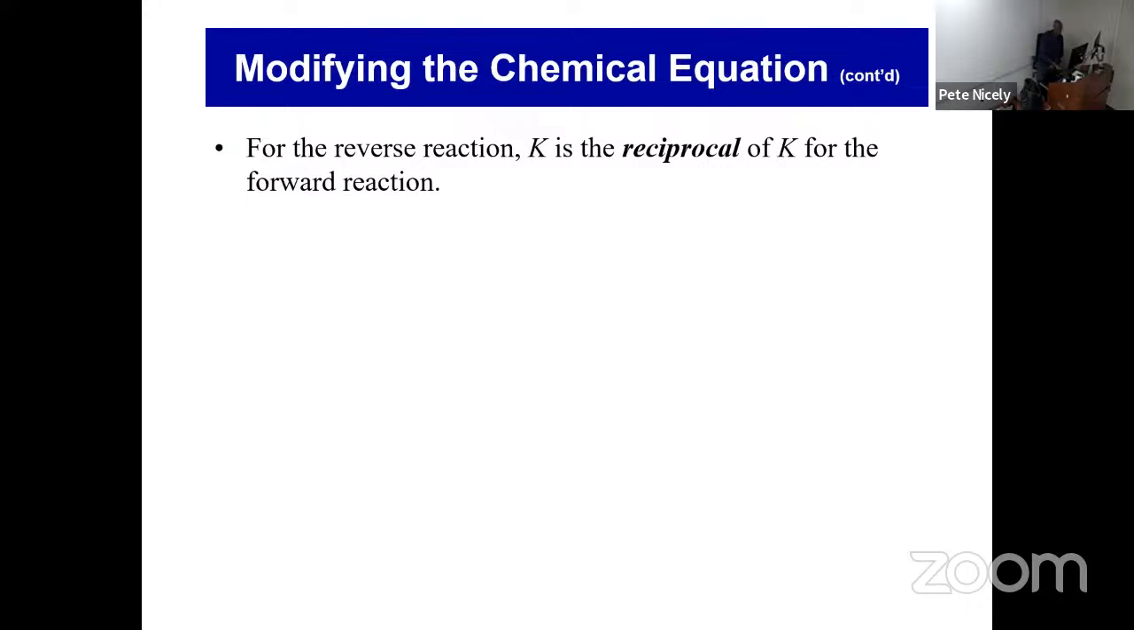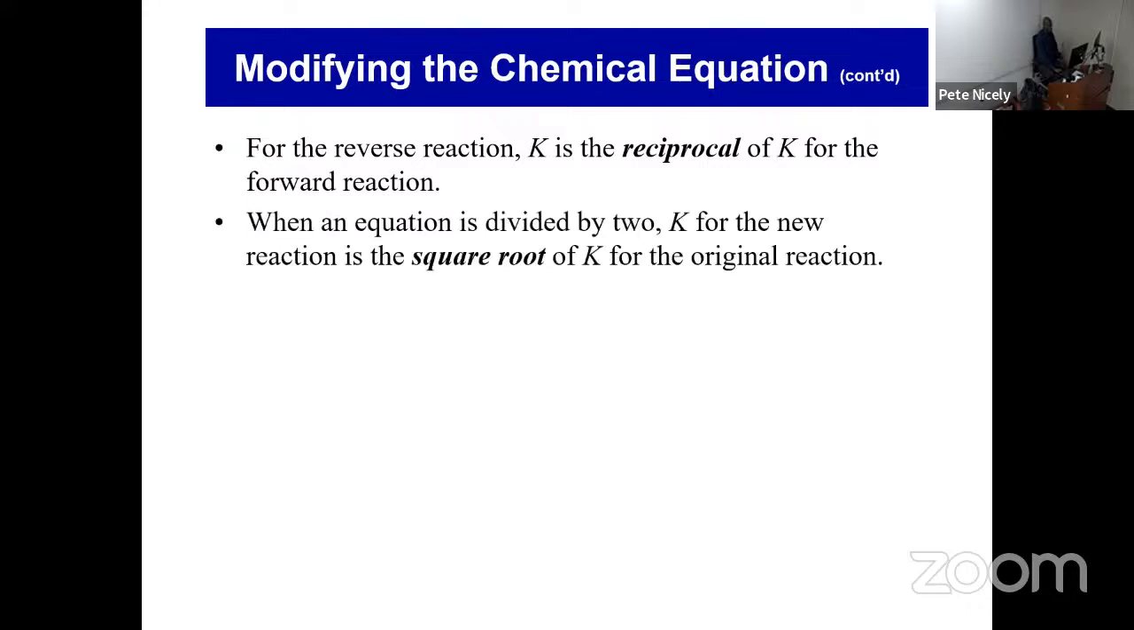For the reverse reaction, K is the reciprocal of K for the forward reaction. That is what we talked about earlier. When the equation is divided by 2 to get the new equation, then the K for the new reaction is the square root of the K of the original reaction. So basically, we saw that again earlier: divide by 2, that means the Kc value will be square rooted.